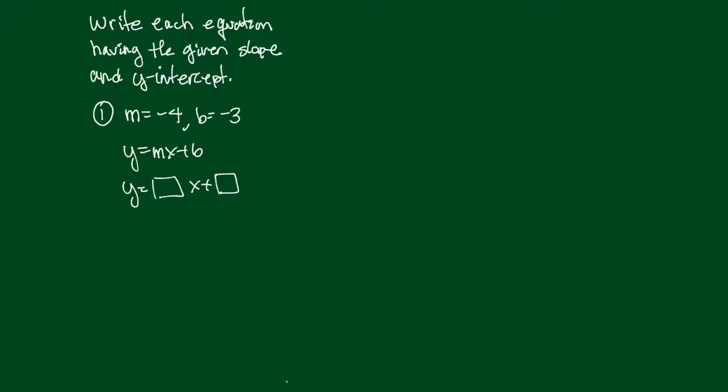So what we're going to write here is y equals m, -4x, plus, now you could write this as -3, but you can simplify that to y equals -4x minus 3.